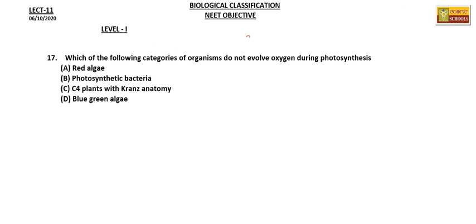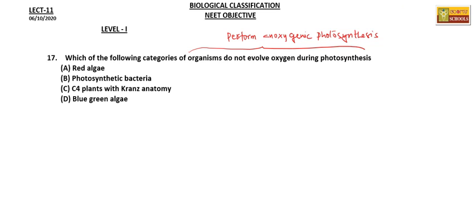Next one, which of the following categories of organisms do not evolve oxygen during photosynthesis? So the organisms that do not evolve oxygen during photosynthesis are said to exhibit anoxygenic photosynthesis. Okay, so let's see the options.